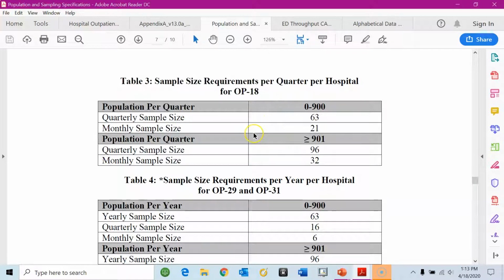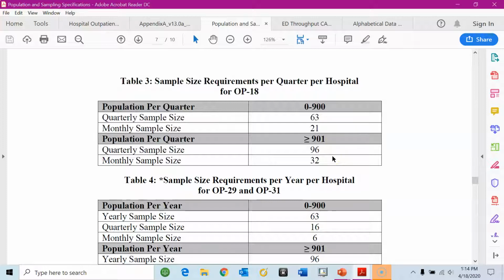If your hospital sees between 0 and 900 patients for a quarter that meet that ED population, you would need to do 63 for the quarter or 21 a month. If you see 901 or greater, then you would do 96 for a quarter or 32 a month.